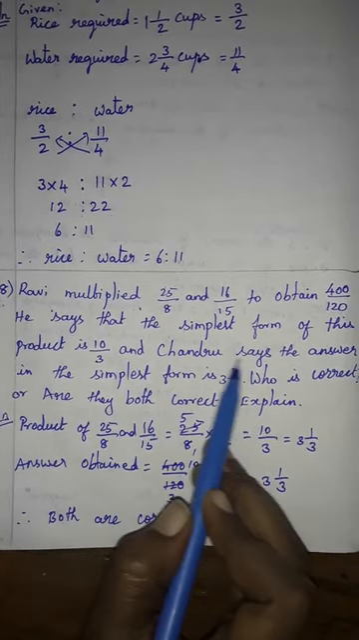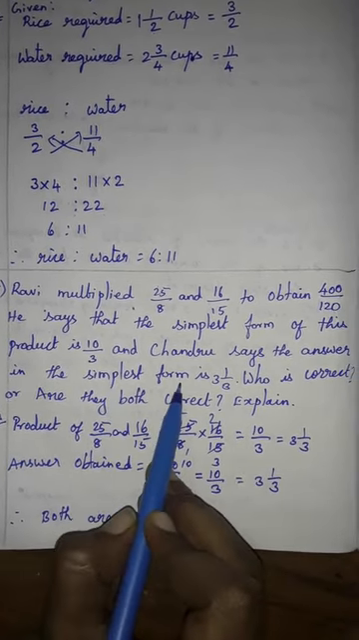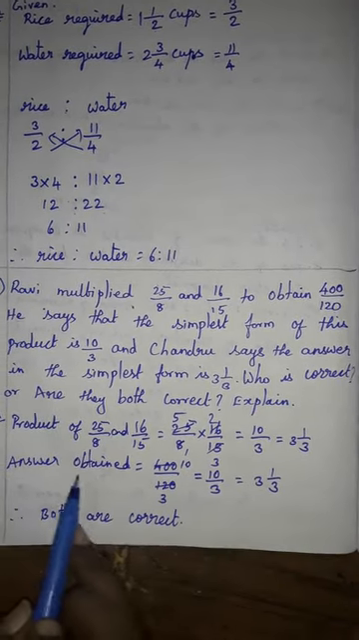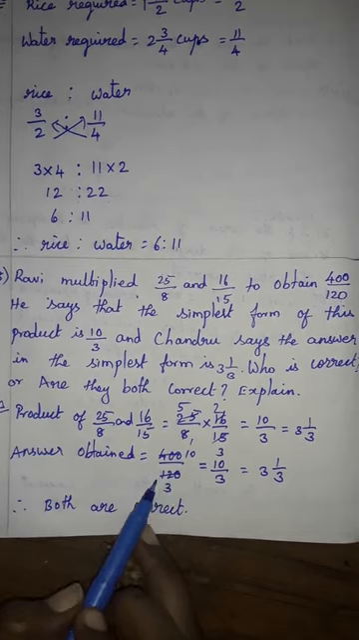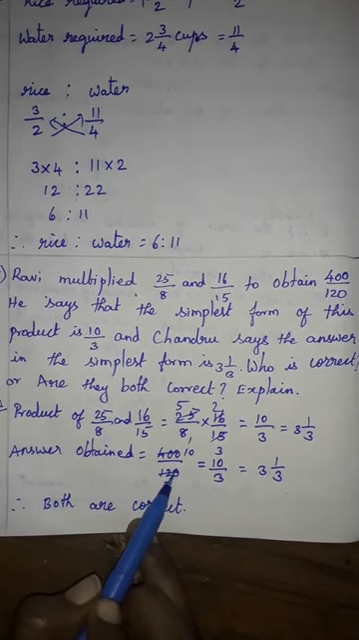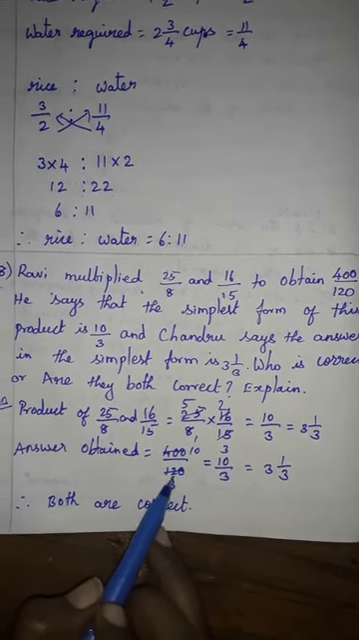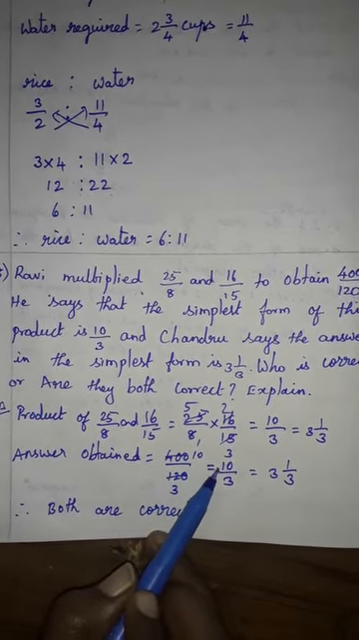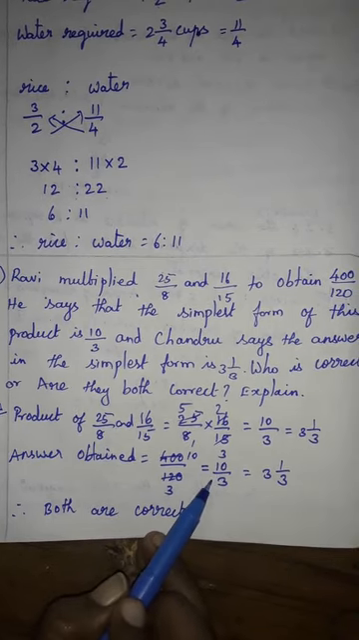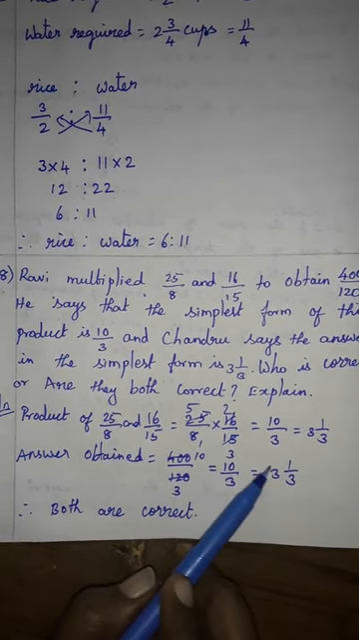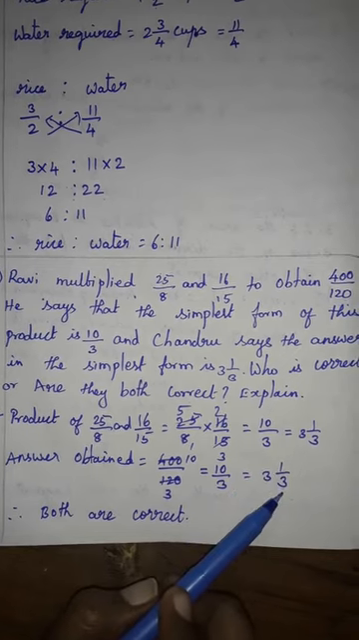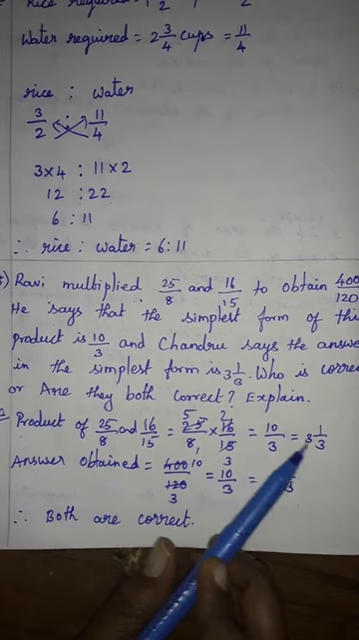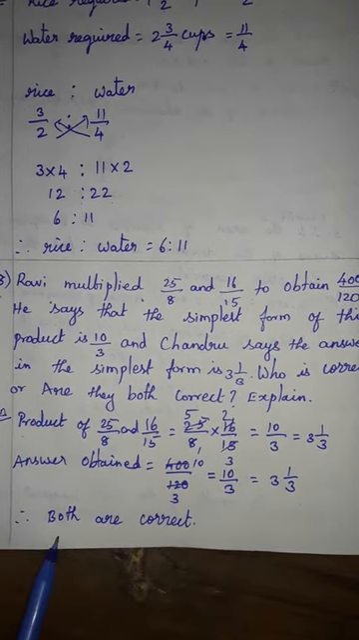And the next one is Chandru says that the answer in the simplest form is 3 1 by 3. The answer is 400 by 120. That is, answer obtained equal to 400 by 120. When we are dividing by 40, 120 is changed as 3 and 400 will be converted as 10. We get the answer as 10 by 3. Again, it is in improper fraction. You have to convert it into mixed fraction 3 1 by 3. Now you can see that the product of the number and the answer obtained are same. Therefore, both are correct.